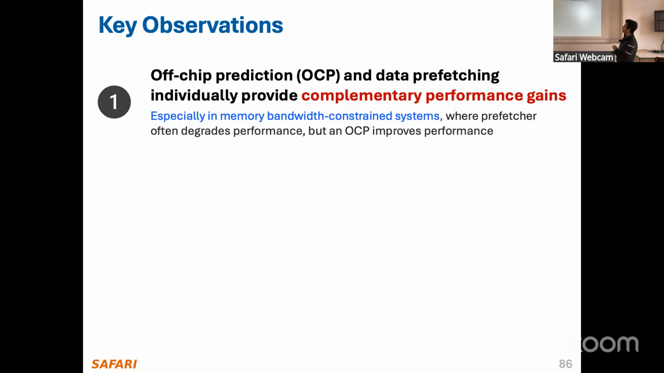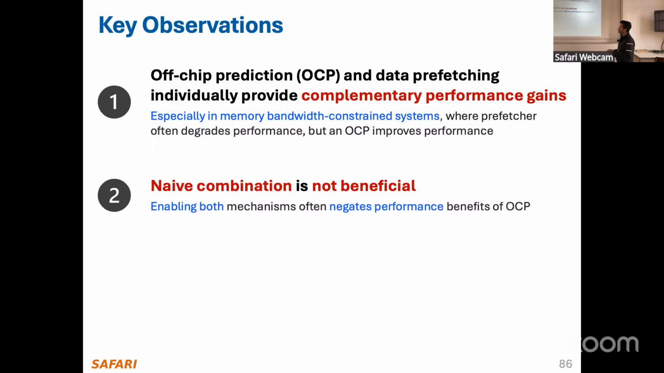is that off-chip prediction and data prefetching are often good together, but they also provide complementary performance benefit. Complementary meaning what I'm writing over here. Especially in memory bandwidth constrained scenarios, the off-chip predictor actually works really well as compared to prefetching. But the worst part is that if you simply fuse them together and implement them together, that does not work. Enabling both mechanisms often negates the performance benefit of each individual mechanism.